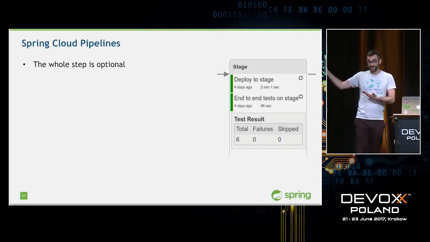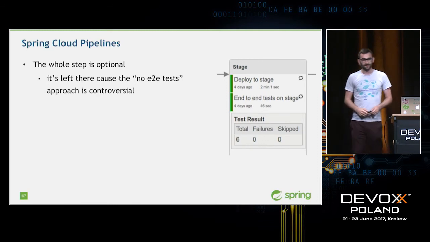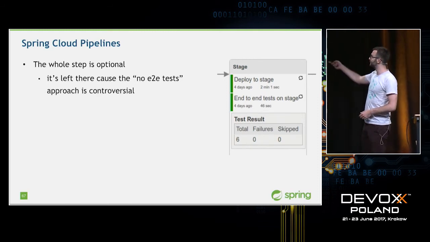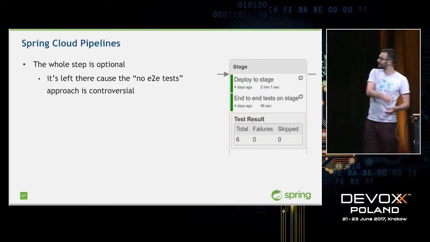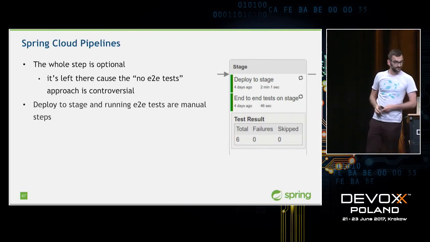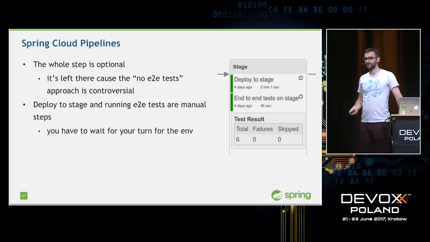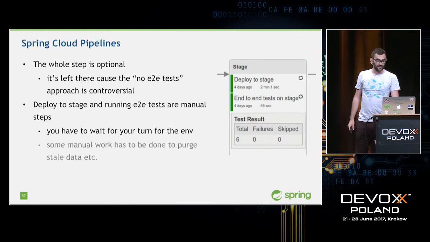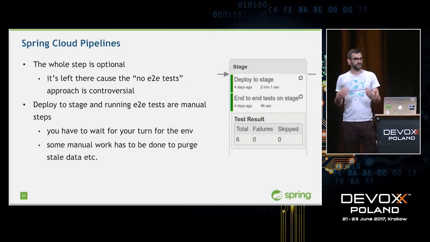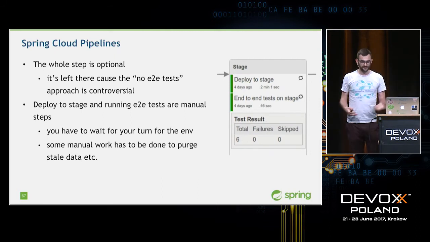So you can still have stage. The whole step is optional. By default, it's turned on. And both these steps are manual because you have to wait for your turn to run for the environment, as I mentioned. Typically, you have one stage. And you have to do some manual work, purge data, prepare some external apps, whatever, right?